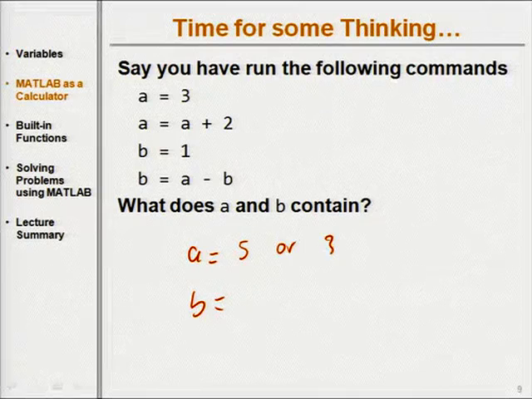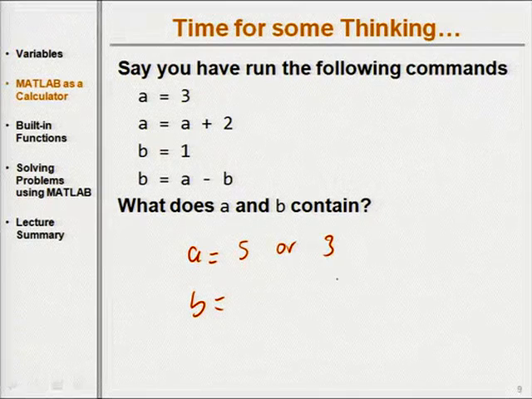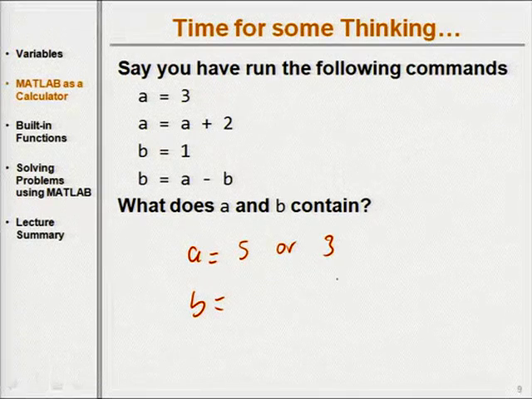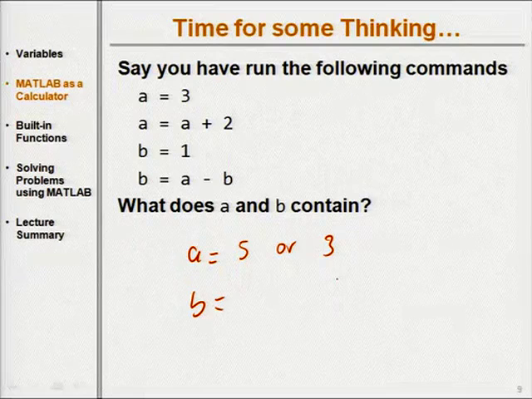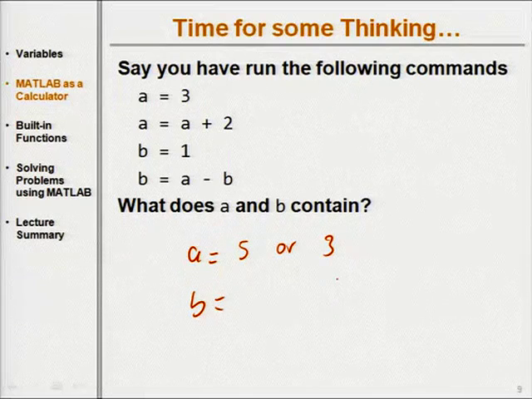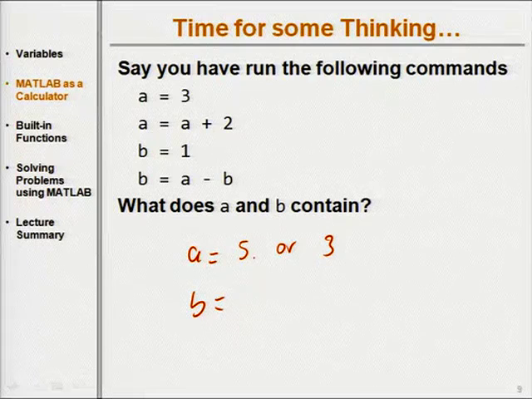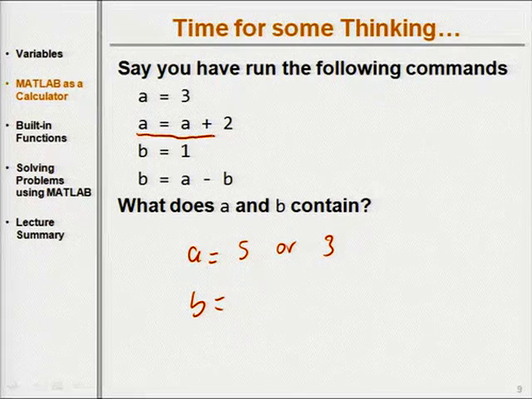5 or 3? How many things would be 3? Yeah? 5? Okay. What about B? Well, it doesn't matter what B contains because we've got to establish A first, right? Now, one of the things that you will notice here is basically this.